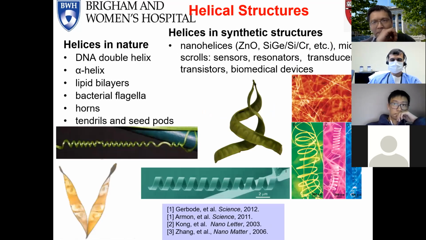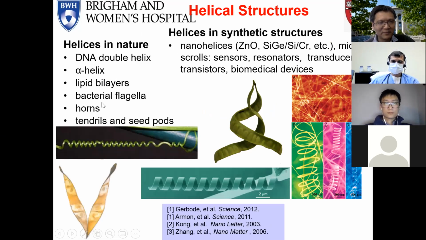And so I started by studying the formation of helical structures because they're almost everywhere in nature. And it's an interesting shape because it breaks the left-right symmetry. They're everywhere in nature, going from the DNA double helix, alpha helix, bacteria flagella, these microscopic objects, to macroscopic things like horns of animals or tendrils in plants, and seed pods. So these seed pods actually were found outside of Dartmouth, where I worked previously.